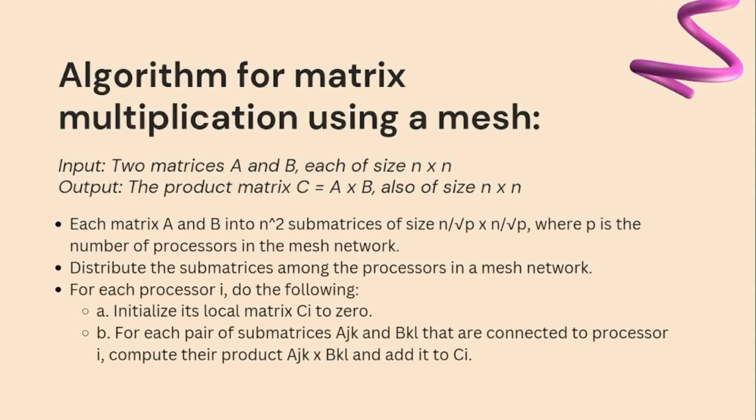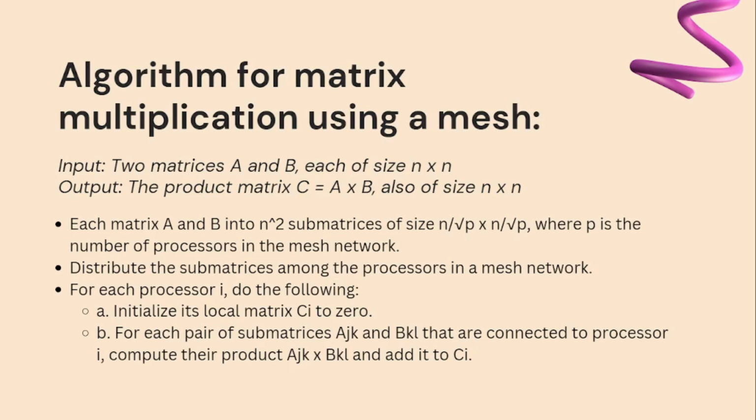So what should be the input? Two matrices A and B, each of size n cross n. What should be the output? The product matrix C equals A cross B, also of size n cross n. Number 1. Divide each matrix A and B into n square submatrices of size n by root p cross n by root p, where p is the number of processors in the mesh network.